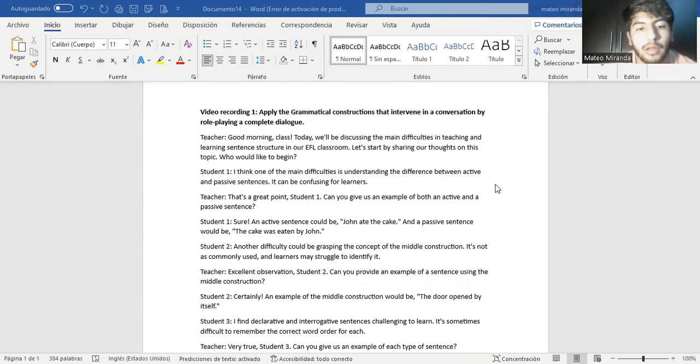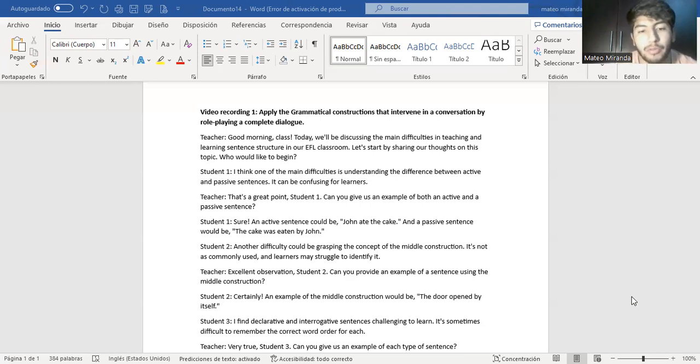Student one: I think one of the main difficulties is understanding the difference between active and passive sentences. It can be confusing for learners. Teacher: That's a great point, student one. Can you give us an example of both an active and a passive sentence? Student one: Sure. An active sentence could be "John ate a cake," and the passive sentence would be "The cake was eaten by John." Student two: Another difficulty could be grasping the concept of the middle construction. It is not as commonly used and learners may struggle to identify it.